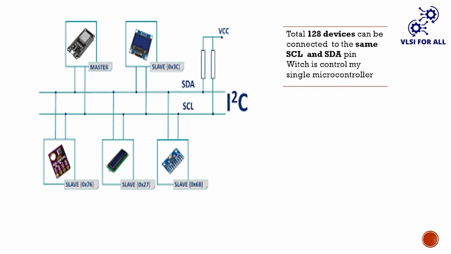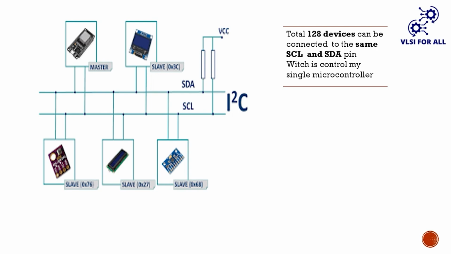Just with 2 pins, SDA and SCL, we can connect multiple devices. In fact, you can connect a total of 128 devices to the same SCL and SDA pins. That was the huge feature of I2C, or I squared C.